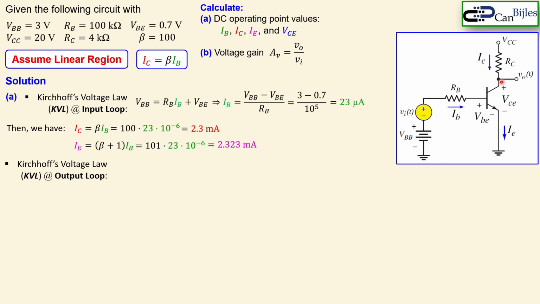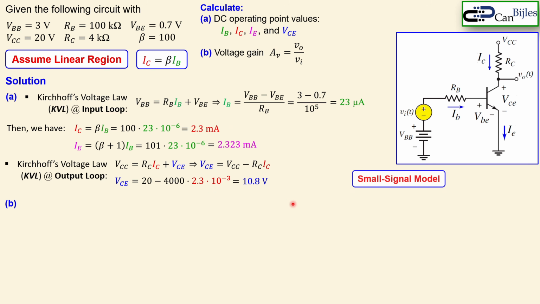The next one is the VCE, the collector emitter voltage. That is done in the output loop using Kirchhoff's voltage law. So VCC is equal to RC times IC plus VCE. So VCE is VCC minus RC times IC. Now we know everything here, we can just substitute the values. We can say VCE is 20 minus 4000 times the 2.3 milliamps for the IC. That will give us 10.8 volts. Okay, we now have the quantities for question A.